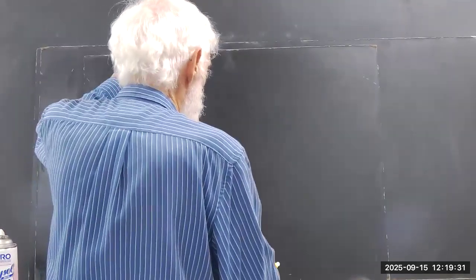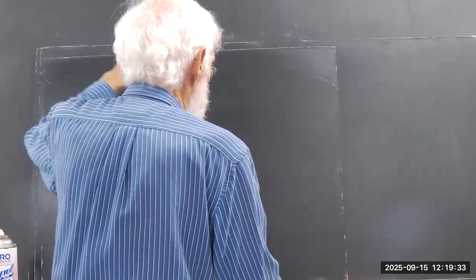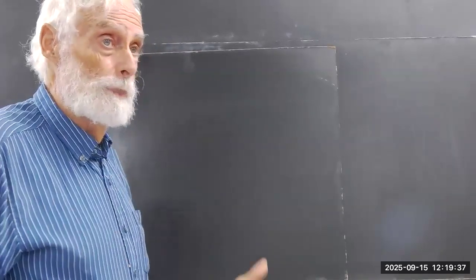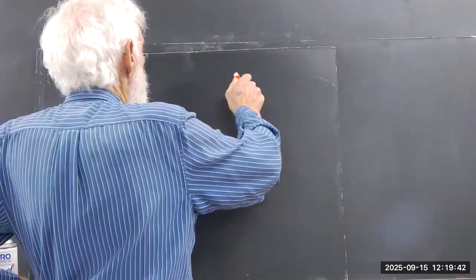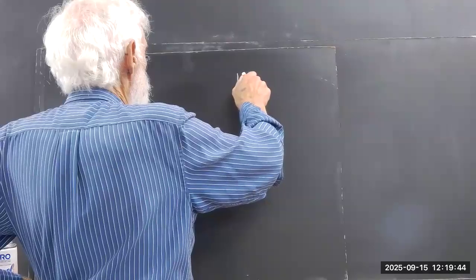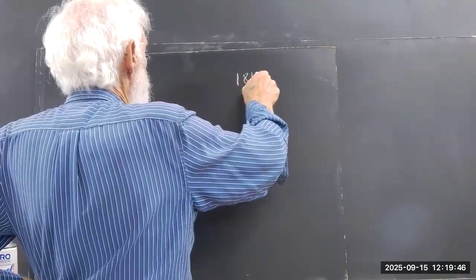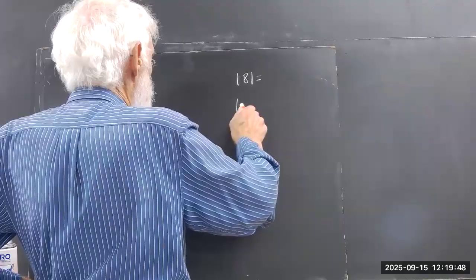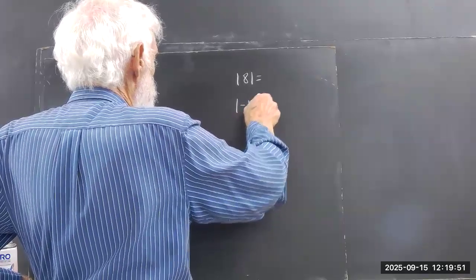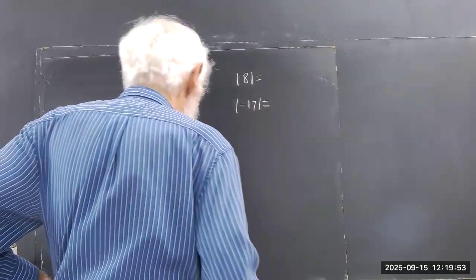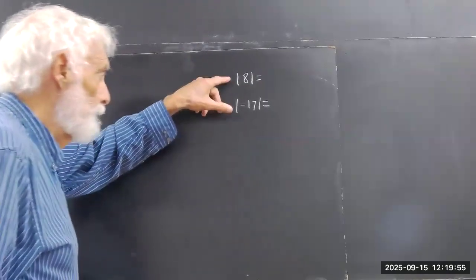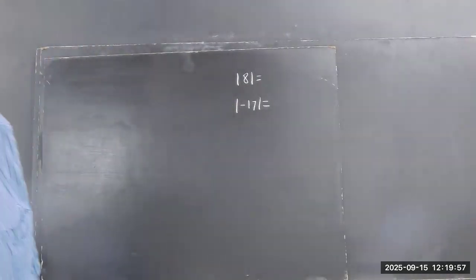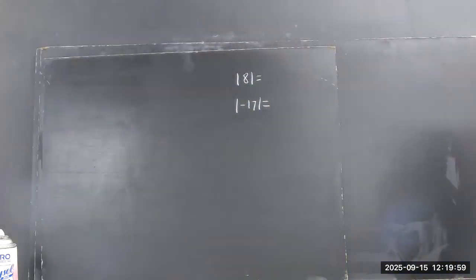I remember talking about this, but I think it was in the pre-calculus support class. I think it would have been in here. And if I did talk about it in here, forgive me, but we're saying twice. Okay, so let's say, first of all, what's the absolute value of 8? And what's the absolute value of negative 17?